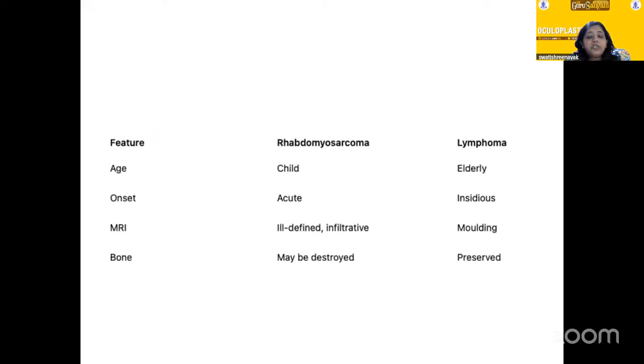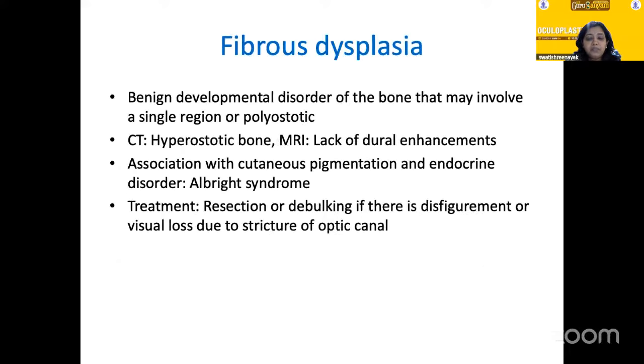Now, to distinguish between a rhabdomyosarcoma and a lymphoma: age. If we are dealing with a child, then we are thinking about rhabdomyosarcoma. If it is elderly, it is a lymphoma. If it is acute onset, ill-defined or infiltrative, and the bone may be destroyed, then we are dealing with rhabdomyosarcoma. If the bone is preserved, on MRI we are seeing molding, and it is insidious onset, then we are dealing with lymphomas.